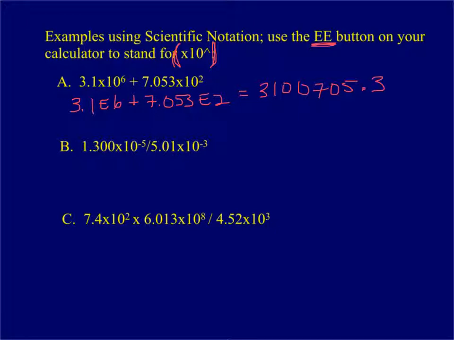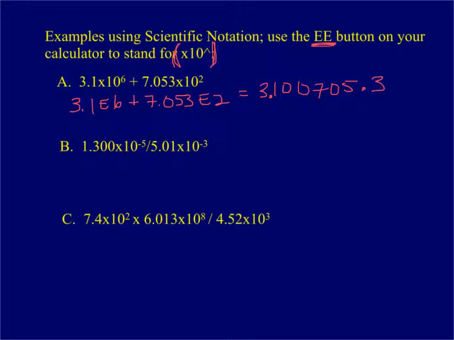My decimal is currently there. I need to make it a number between 1 and 10. So I'm going to move it all the way to there. And then I'm going to have 3.1 something times 10 to the whatever.